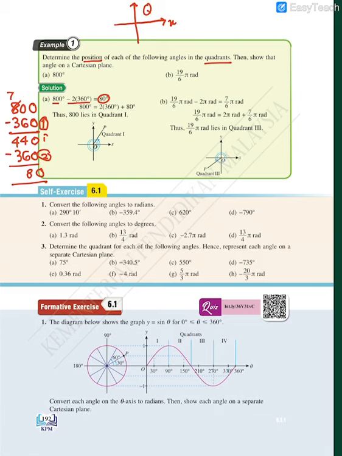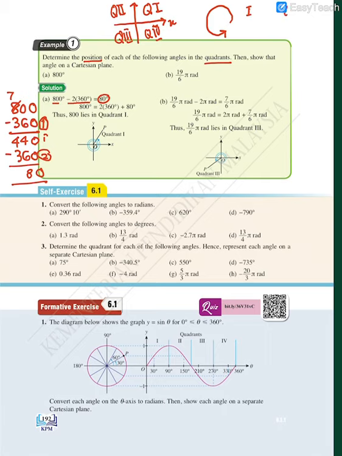Okay, this is what we call quadrant 1. Okay, this is quadrant 2. This is quadrant 3. And this is quadrant 4. Cara kita baca quadrant turutan mengikut anti-clockwise direction. Okay? And there is a range between all the quadrant here.